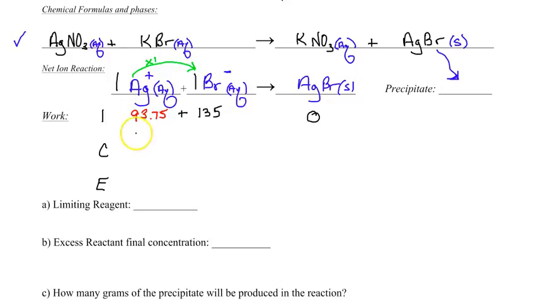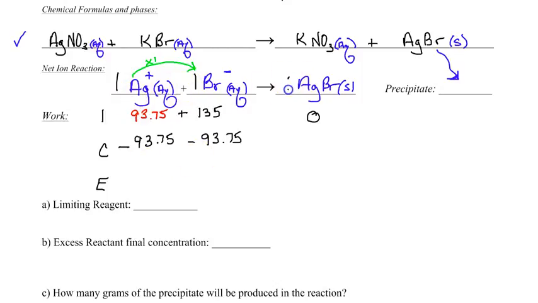So what we do here is notice that we're going to use up everything of the 0.75. We're going to use everything of the silver because we have more than enough of the bromide ions. We can't use 135 here because that's all we have. So we're going to use that up, and the change is negative 93.75. And this is also going to be negative 93.75 moles. Why? Well, that's how much of the 135 I need to make all of this disappear. And because it's 1-to-1, it'll be the same.